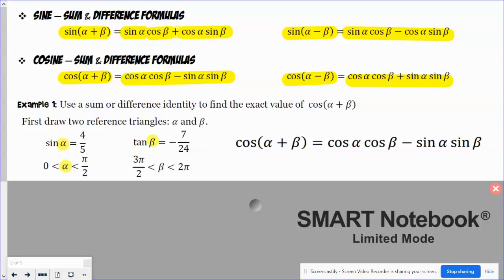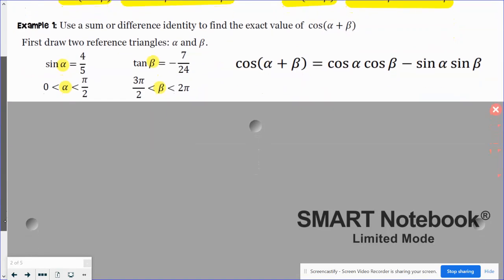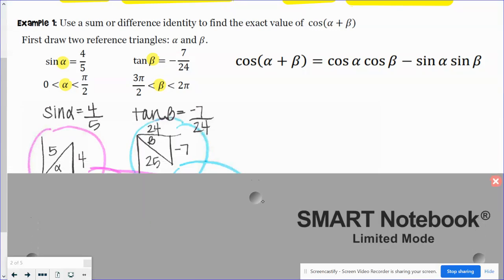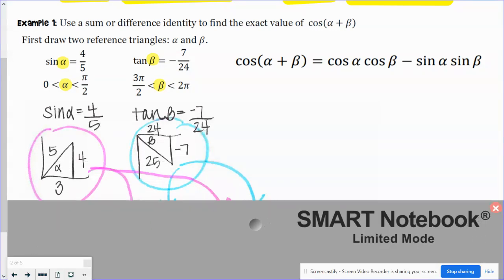Beta, tangent beta at least, is -7/24. Beta is between 3 pi over 2 and 2 pi, so that means it's in quadrant 4. So the first thing that we have to do is draw these two reference triangles. Check it out. Notice that I drew both triangles.